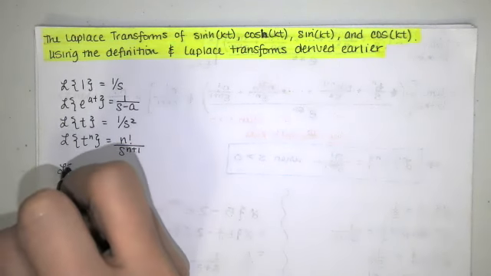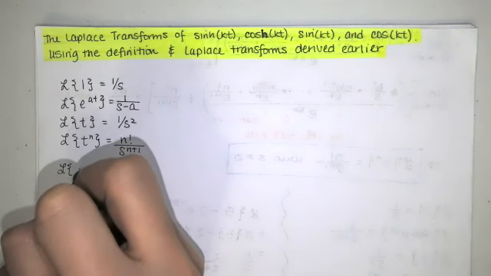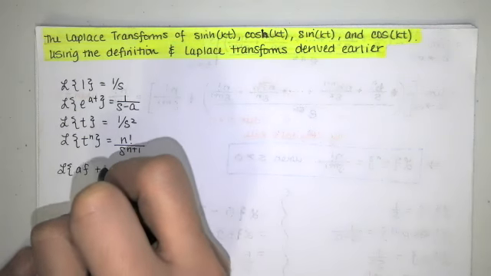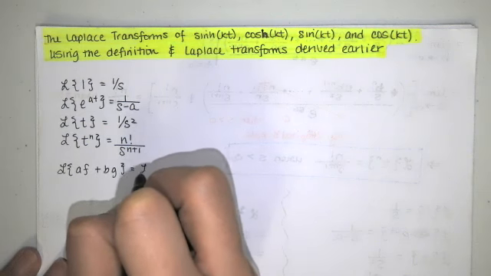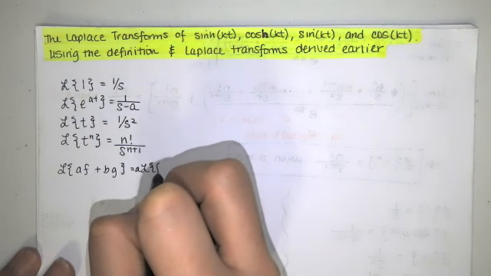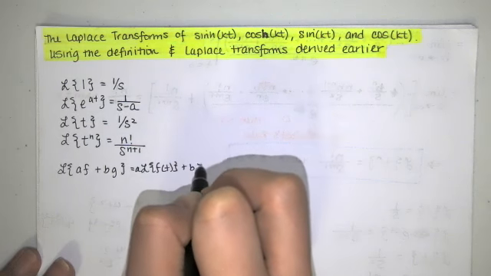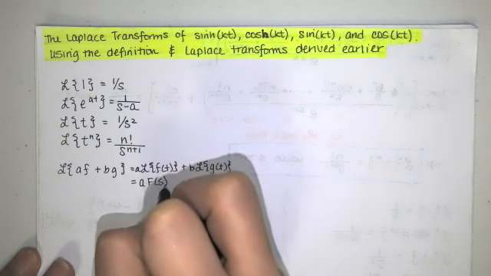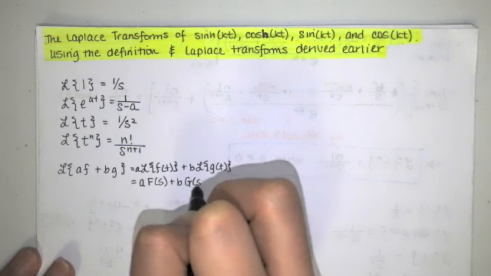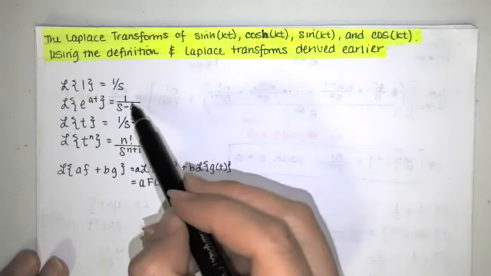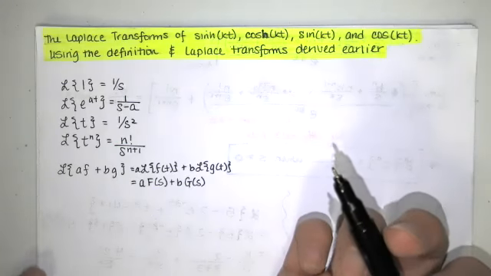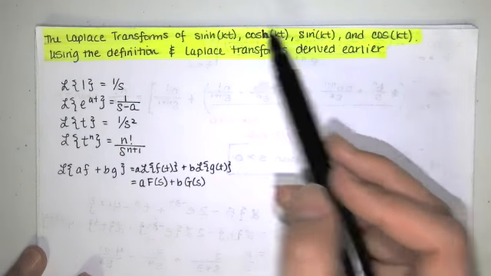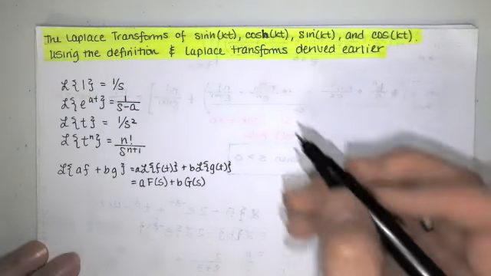Remember that for the Laplace transformation, if you are taking the Laplace transform of a times f of t plus b times g of t, it turns out that that's the same as a times the Laplace transform of f plus b times the Laplace transform of g. Or in other words, a times F of s plus b times G of s. We're going to use this along with the definition of the hyperbolic sine and cosine functions in order to find the Laplace transforms of hyperbolic sine of kt and hyperbolic cosine of kt.